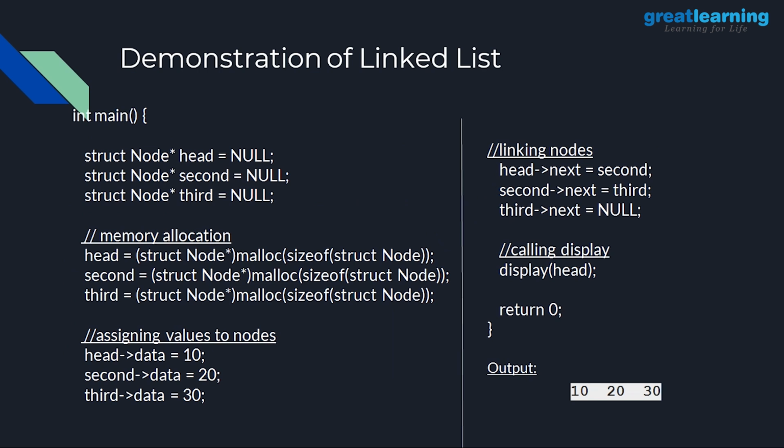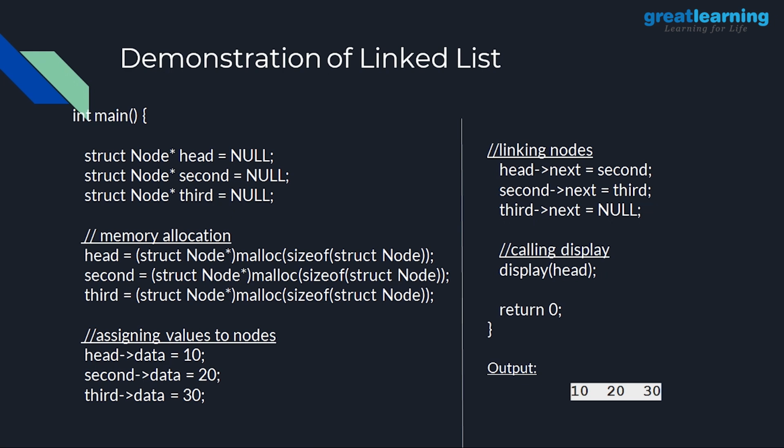Let's go ahead and quickly go into the details. First we have declared a pointer to a node called head, set to null. Then there are two temporary variables of pointer type, second and third. How do we allocate memory? We allocate memory with the help of the malloc function. It takes as argument the size of the node and then we typecast it to the node. Similarly, second and third have been given memory.